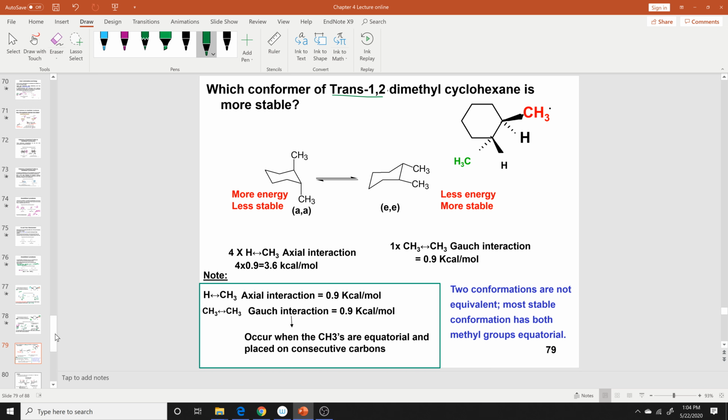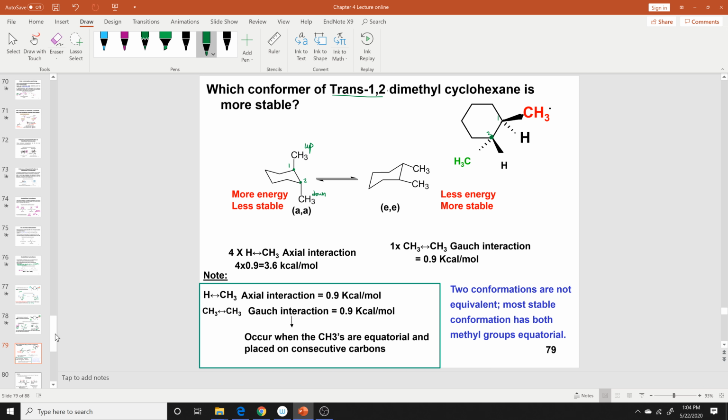My CH3 is up here, so this is going to be the up. My CH3 on this carbon, I have carbon 1, carbon 2. This is 1 and this is 2. My CH3 here is pointing down, so this is going to be down. Okay, so now I'm going to go ahead and do the ring flip.